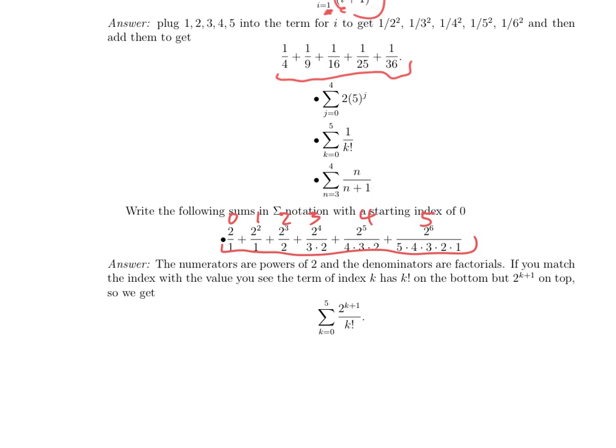On the bottom, I've written these out so that you can see in each case we're writing the index factorial. Remember, 0 factorial is 1, surprising but true. So we'll pick whatever index variable we want, but I picked k. We go from 0 to 5. On the top, we put 2 to the k plus 1, and on the bottom, we put k factorial.